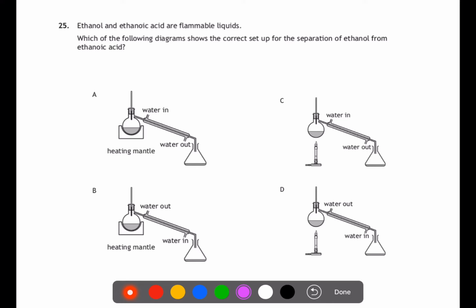Finally, question 25. Ethanol and ethanoic acid are flammable liquids. Which of the following diagrams shows the correct setup for the separation of ethanol from ethanoic acid? If ethanol and ethanoic acid are both flammable, then you don't want to be using a Bunsen to separate them, so C and D can be eliminated. We're then looking at the distillation apparatus. For a distillation apparatus, the water should always go in at the bottom of the condenser and come out at the top, meaning that B is our answer.